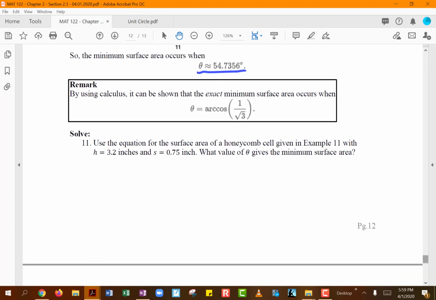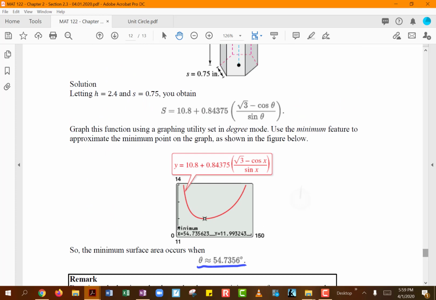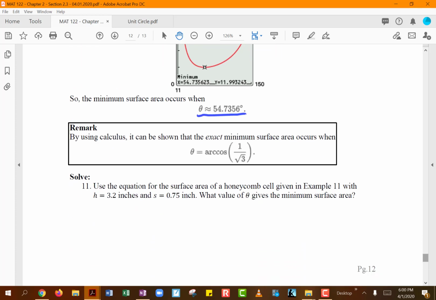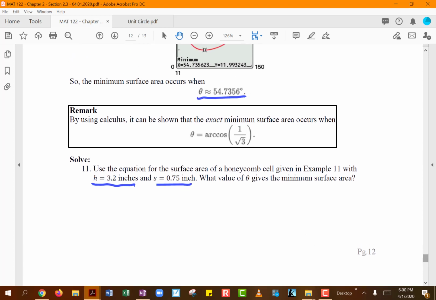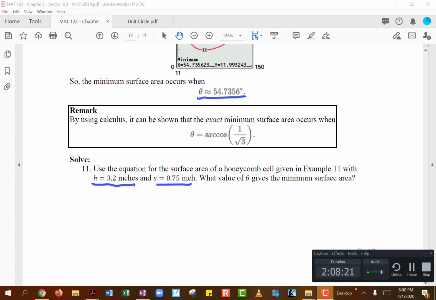So your textbook actually had the same example they wanted us to use, where they're giving you a different height for the honeycomb. Your side is still the same, 0.75. So basically they just changed the height and kept the measurement of the side the same, and they wanted to know what this comes out to be. So for me to be able to show you how this comes out to be, I'm actually going to have to try something a little bit different here. So let me see if I can show you this, because I actually have a printed copy of this.